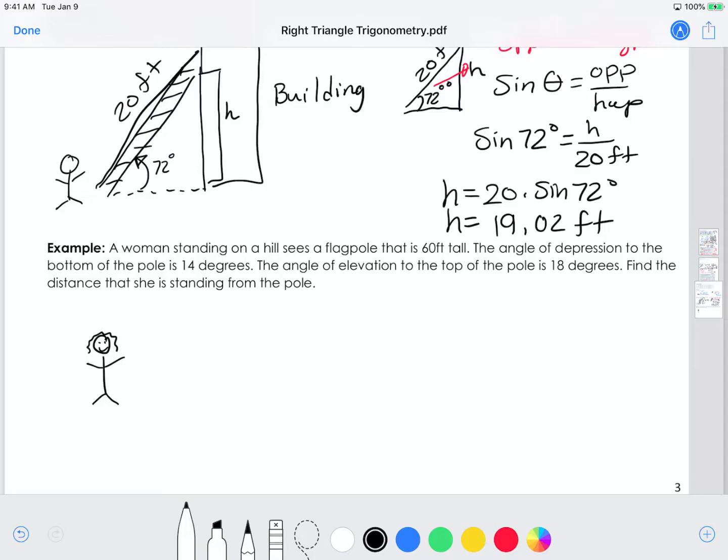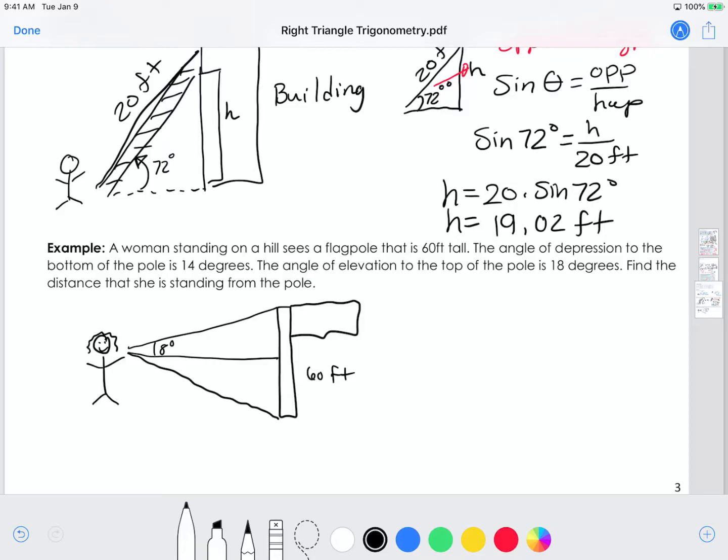She is looking, here's the flagpole. The flagpole is 60 feet high. When she looks up to the top of the flagpole, that's an angle of elevation that is 18 degrees. And when she looks down to the bottom of the flagpole, that's an angle of depression of 14 degrees. And the question is asking for us to find the distance from the pole.